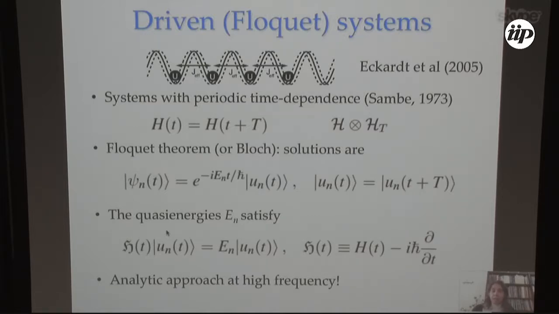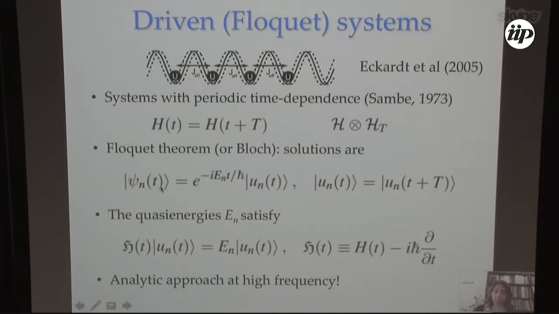And a very typical case is when you use a periodic driving. So you will then realize a Hamiltonian, which is periodic in time with period capital T. The systems are called Floquet systems. And then the solutions for this kind of system are going to be analogous to what we have for the Bloch problem in the lattices, with the difference that space now maps into time.